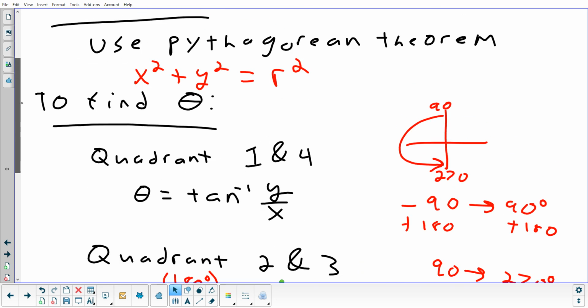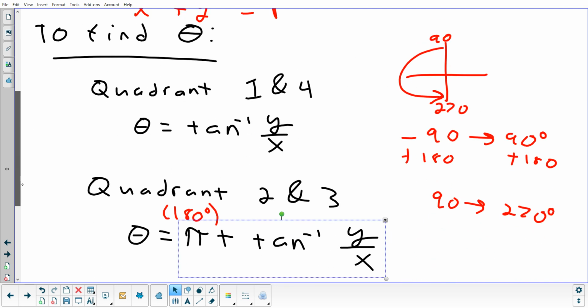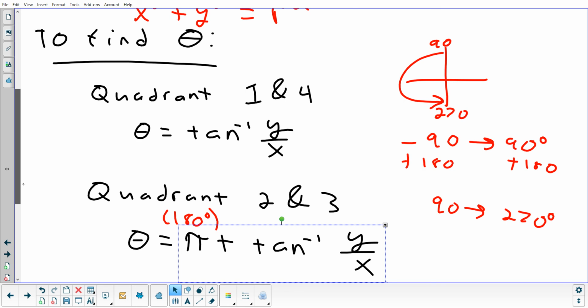Now, using the Pythagorean theorem covers finding the radius anywhere in the complex plane. This only covers finding theta in quadrants 1, 2, 3, and 4. Where else can theta be besides in quadrant 1, 2, 3, or 4? These two formulas don't cover everything that could happen. Yep. On the axis. It could be on an axis.